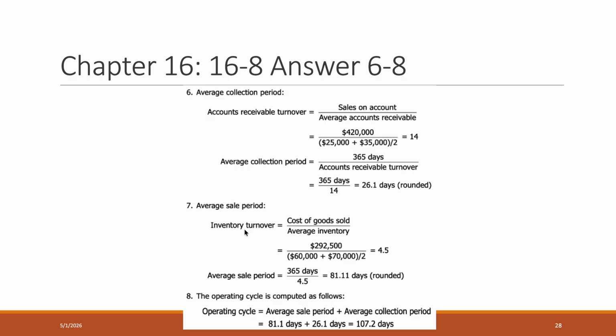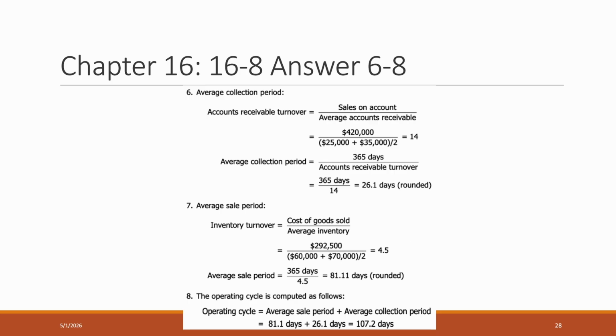Now to calculate our average sale period, it's going to be similar, but this time we're going to be using inventory turnover rather than accounts receivable turnover. So we're going to be dividing cost of goods sold by your average inventory to get your inventory turnover, and your inventory turnover in this problem comes out to 4.5. Again, you want to find the average inventory by adding your 60,000 and 70,000, and then dividing that by 2 to get the average over the time period. And so your average sale period, you're going to take 1 year and divide it by that inventory turnover of 4.5, and you get 81.11 days.